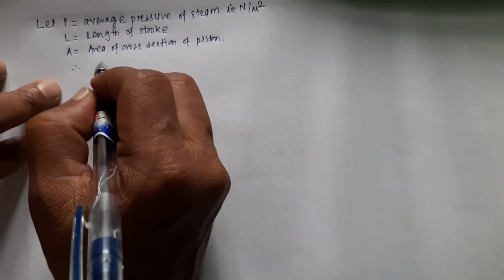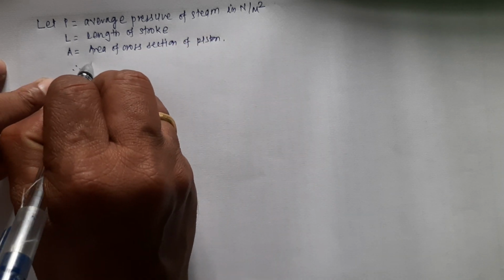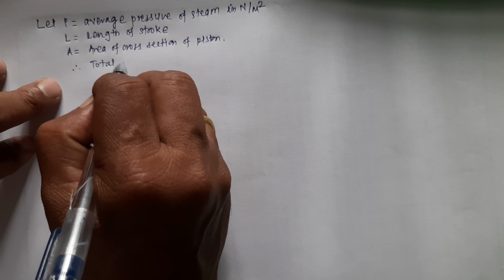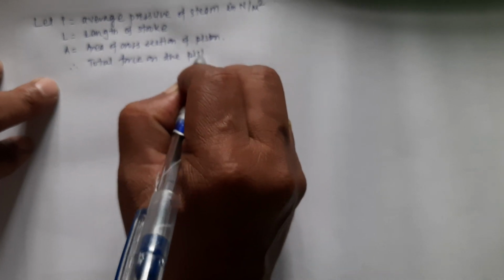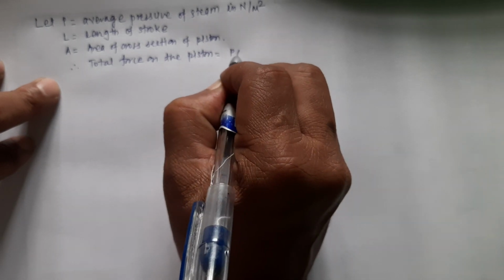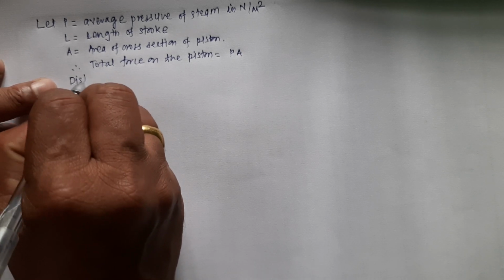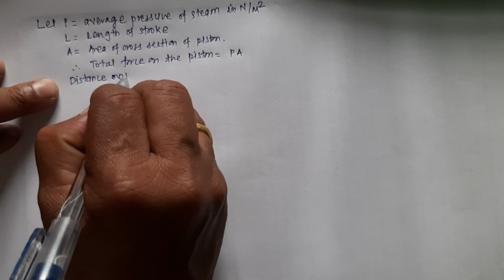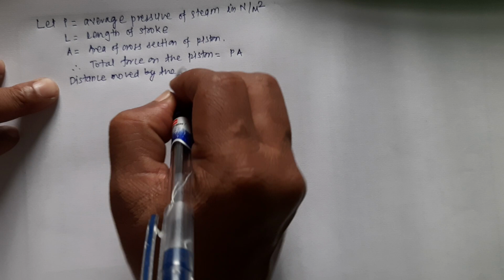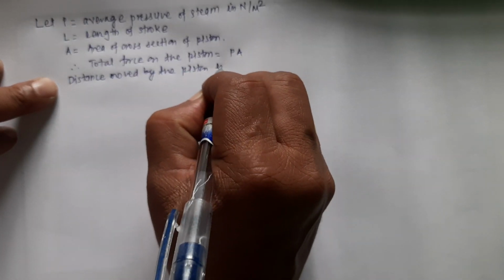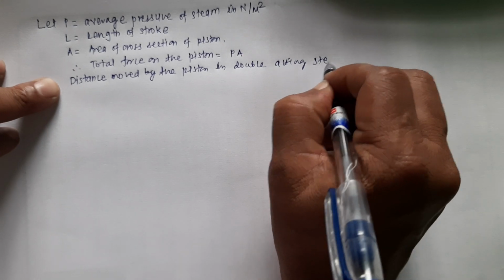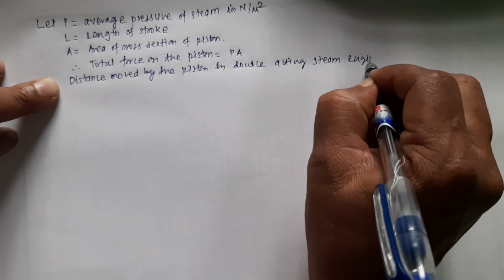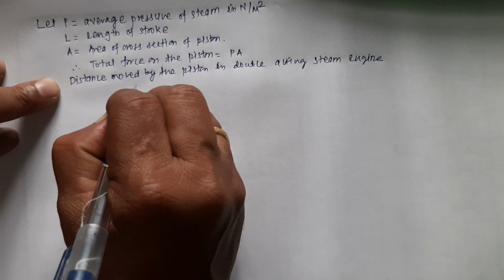So therefore the total force acted on the piston, we can write the formula, is pressure into area. Here the distance moved by the piston in a double acting steam engine is 2L.